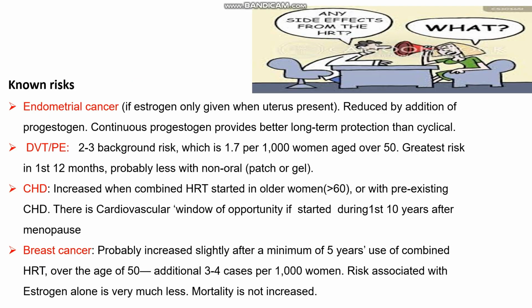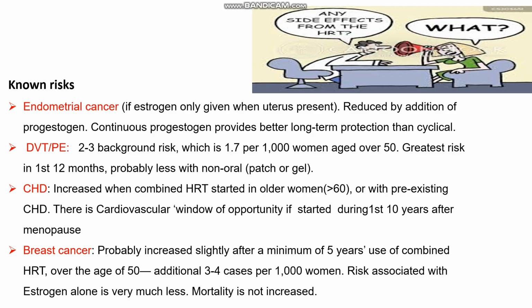A known risk of this hormone therapy is endometrial cancer. Endometrial cancer usually occurs if estrogen is given unopposed by progesterone. There are chances of having endometrial carcinoma, and the risk is reduced by the addition of progesterone. Continuous progesterone provides better long-term protection than cyclical.